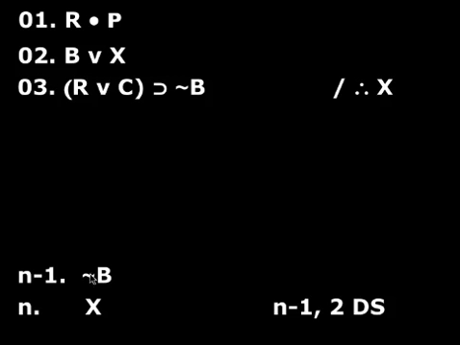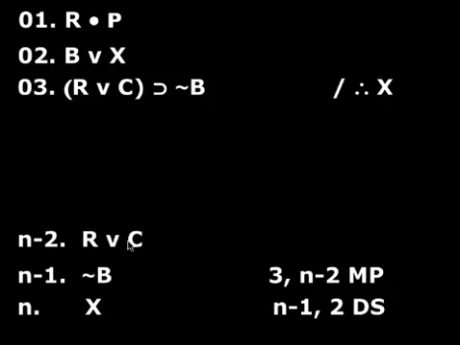Okay, well, how can I get not B? So maybe this is my second to last line. What's my third to last line going to be? How can I get not B? Well, not B is here. If I could get R or C, I could get not B by modus ponens. So now I know if I can get this, I can do modus ponens here to get not B. So the way I'm going to get not B is by modus ponens on lines 3 and N minus 2.